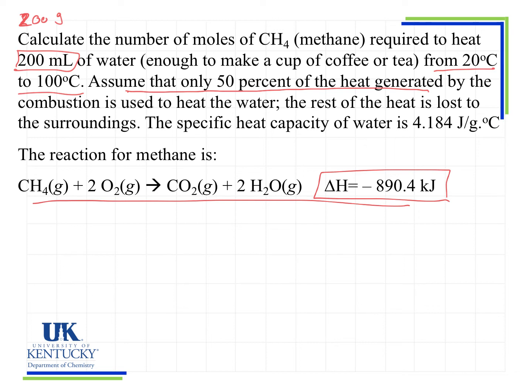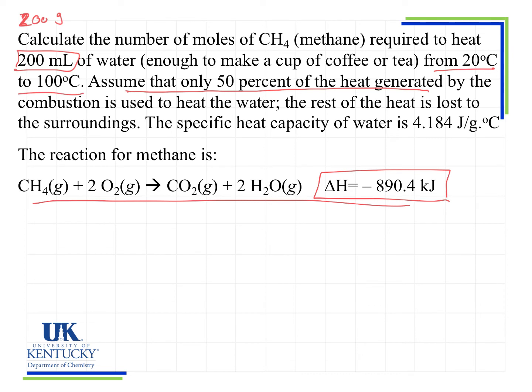That's the Q of the reaction. 50% of the Q of the reaction goes to the water. 50% of the Q goes to something else, the surrounding. Okay. And how much methane is needed to increase that amount of water from 20 degrees Celsius to 100 degrees Celsius.